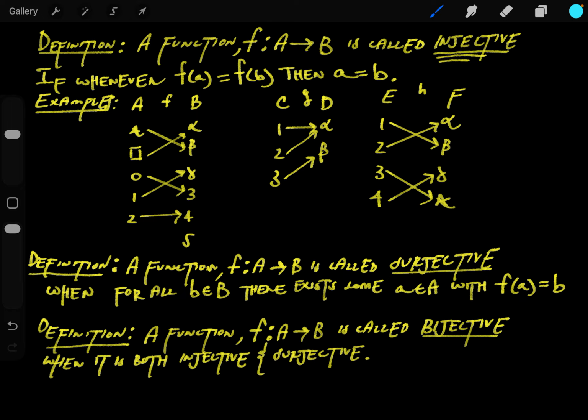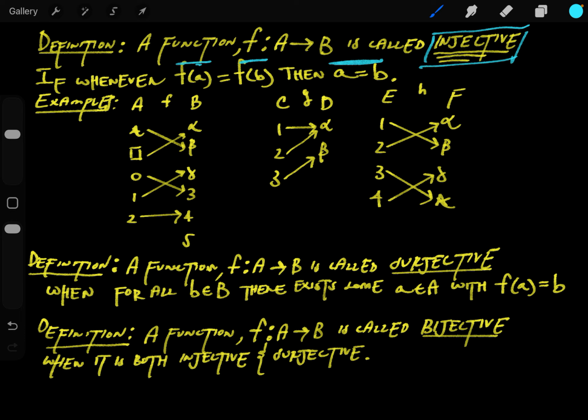Okay, so we're going to go through a few definitions here. We're first going to talk about when a function is called injective. A function is injective if whenever we have f of a equaling f of b, then we must have that a and b are equal.